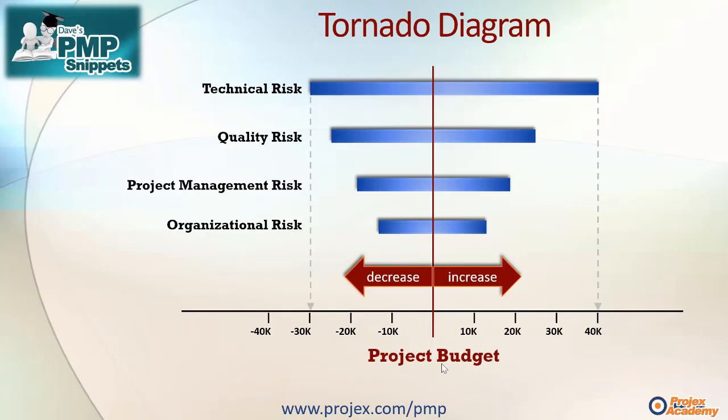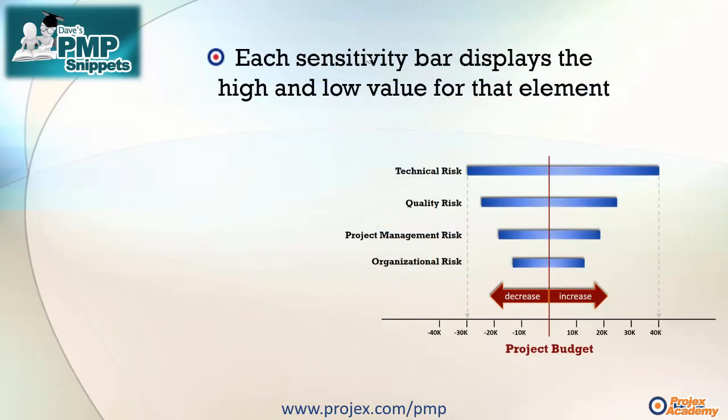And in this case, I'm using the project budget as a cost framework to display the tornado diagram. It's fairly obvious why it looks this way, because it does look somewhat like a tornado. So what do these bars mean? Well, each sensitivity bar displays the high and low value for that element. That's between here, and by high and low in this case, we're looking at costs.